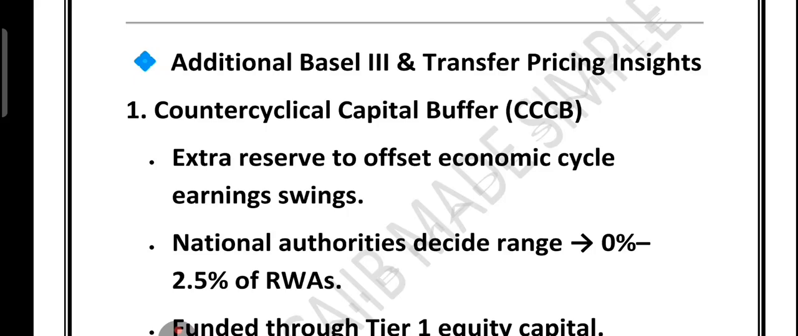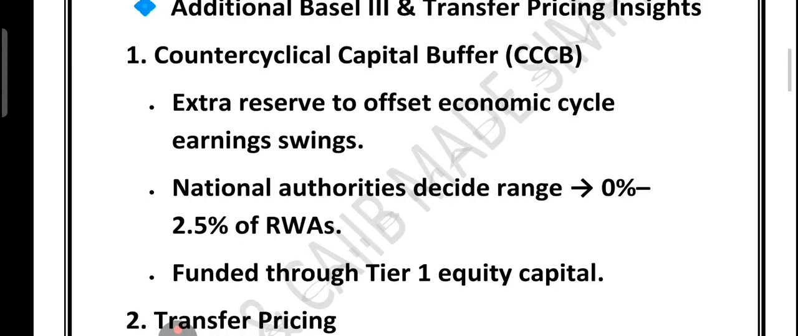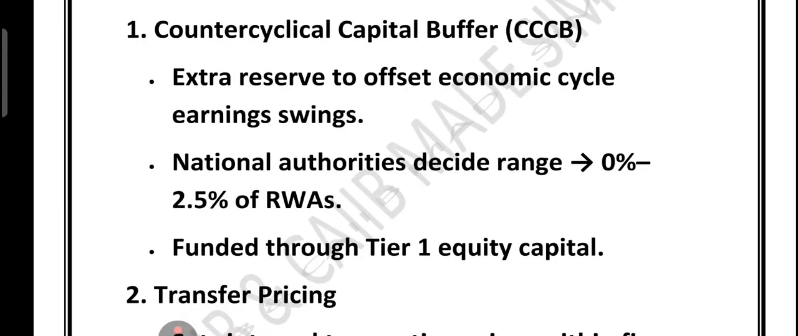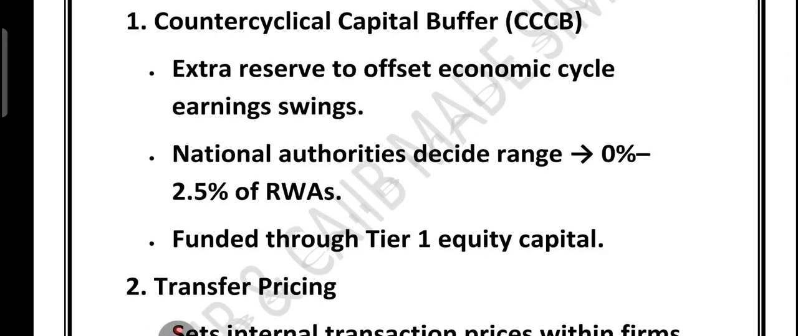If we talk about additional Basel III and transfer pricing insights, the countercyclical capital buffer, or CCyB, is an extra capital reserve that banks build up during good economic times. So the extra capital reserve built by the bank during good economic times is called CCyB. It helps offset the ups and downs of the business cycle, especially when earnings fluctuate.